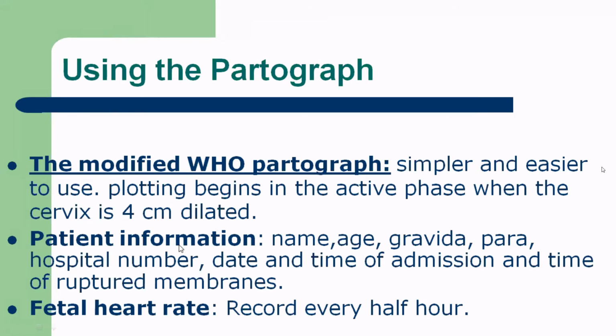Okay, first segment is for patient information. You have seen it in previous diagram. In the topmost part. So name, age, gravida, para, hospital number, date and time of admission and time of rupture of membrane, everything. Fetal heart rate is recorded every half an hour in active phase of labor.